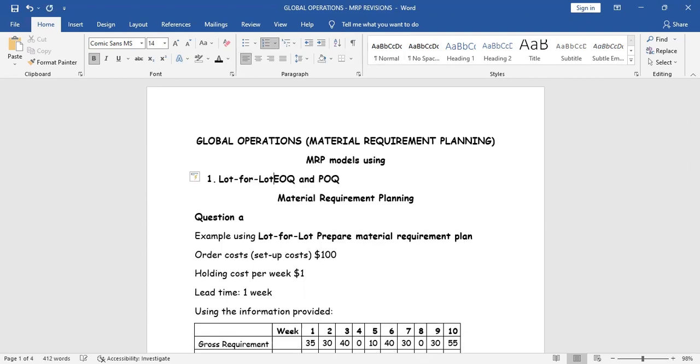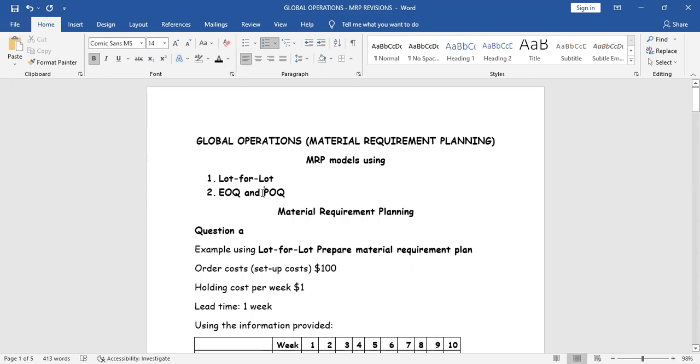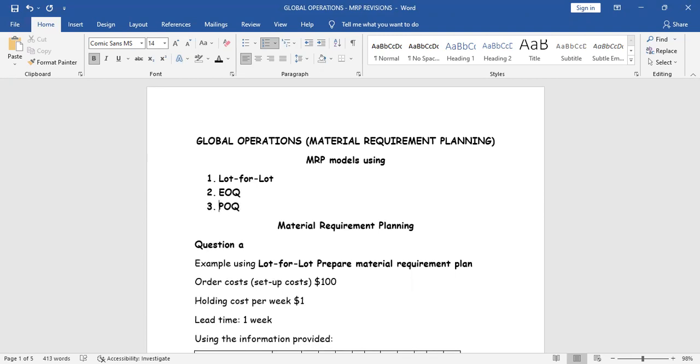The second one, which is the economic order quantity material requirement planning model, and the last one being periodic order quantity. Now with lot for lot, basically we assume that the materials required is what we just basically need to produce or order.